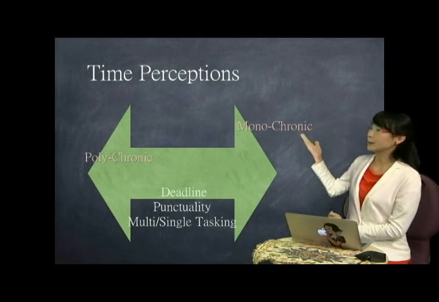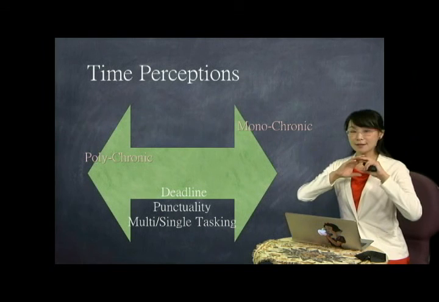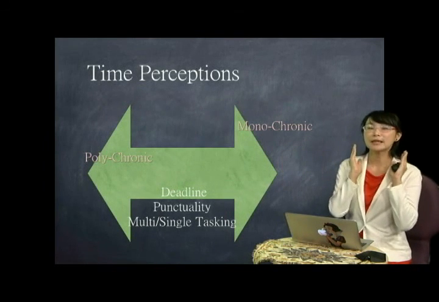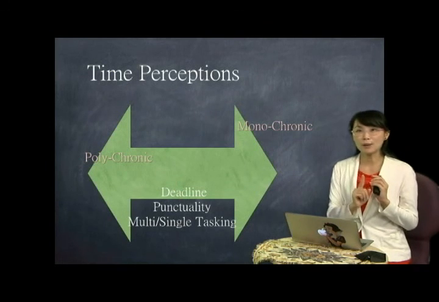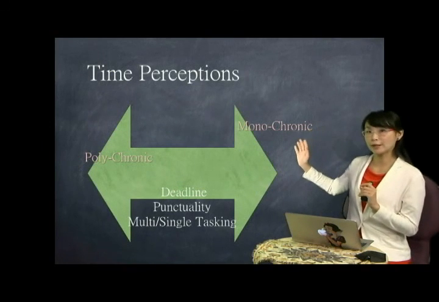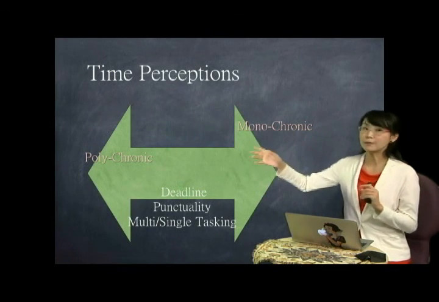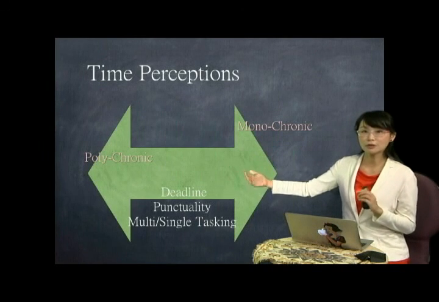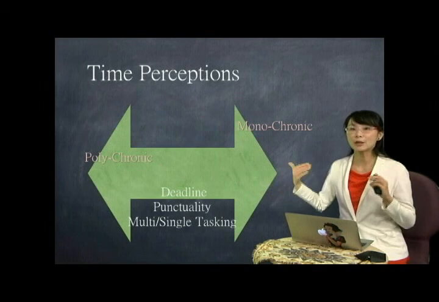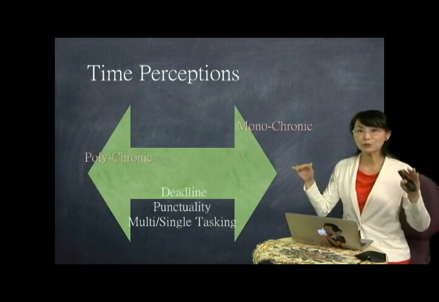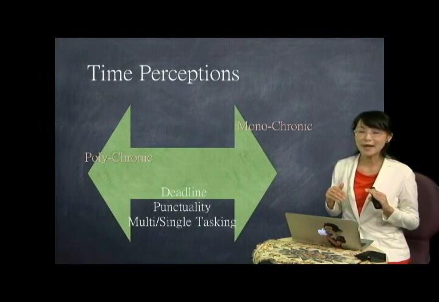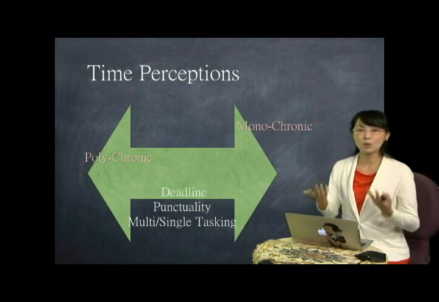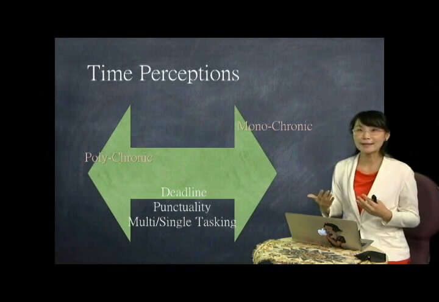Okay, so when people see time as a sequential line, they do one task, they do one thing at one time. This is monochronic culture. And poly means multiple. When people in polychronic culture do things, they will tend to do several tasks at the same time, and they will try to see time in a more flexible and more relaxing way.